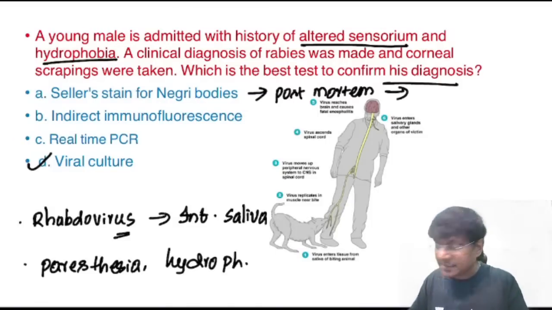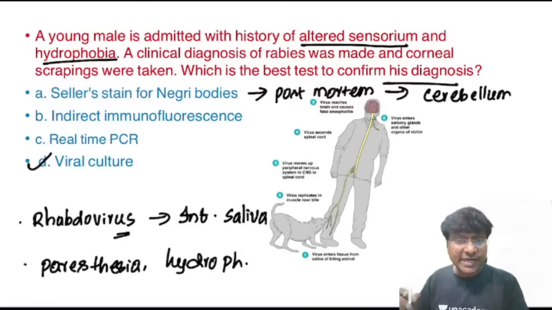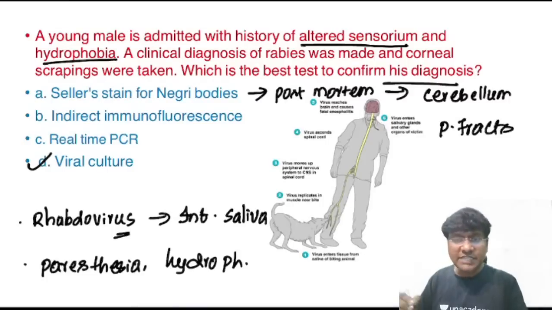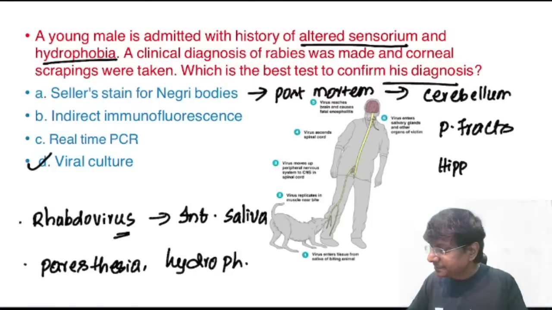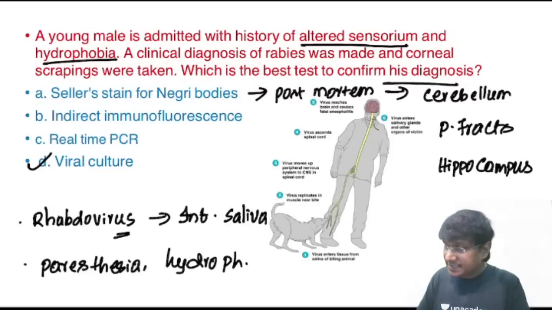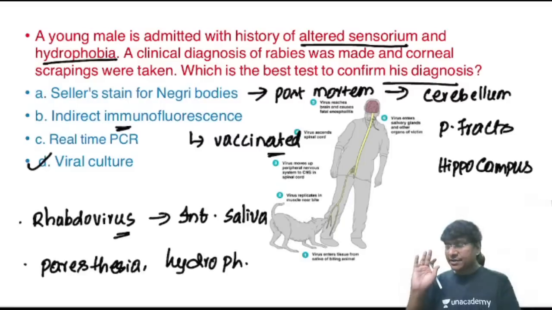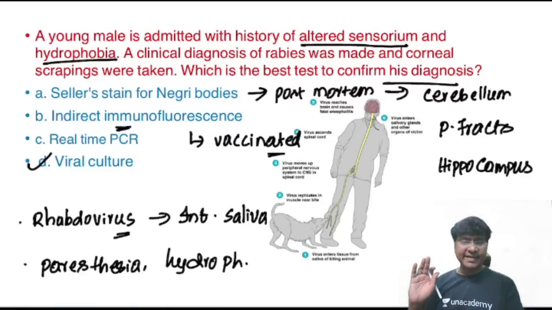So where all do you get these Negri bodies? You get them in the cerebellum. Okay, and you get them in pyramidal neurons or pyramidal tracts, and you also get them in the hippocampus. So these are the sites where you can have the presence of Negri bodies. Now, what about choice B? Choice B is also ruled out as many vaccinated individuals are positive for antibodies in the serum. So vaccinated individuals can also have antibodies within the serum. That is the reason why indirect immunofluorescence is completely ruled out.